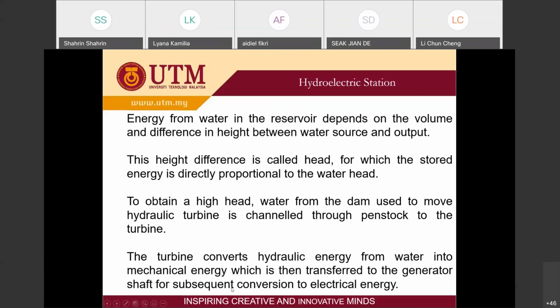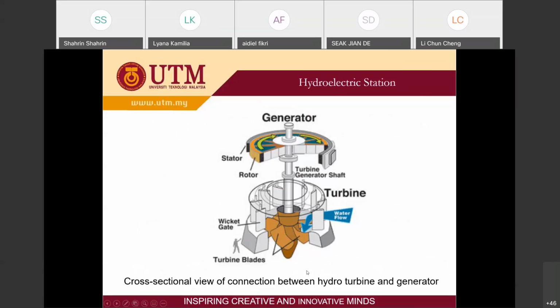The turbine, as you can see, converts the hydroelectric energy from water into mechanical energy, which is then transferred to the generator shaft for subsequent conversion to electrical energy. So this is the generator. By comparison with the human size, as you can see, this is a human. So the size is very, very big.